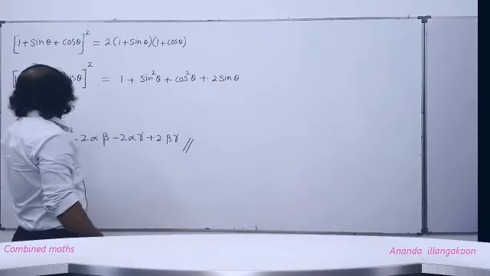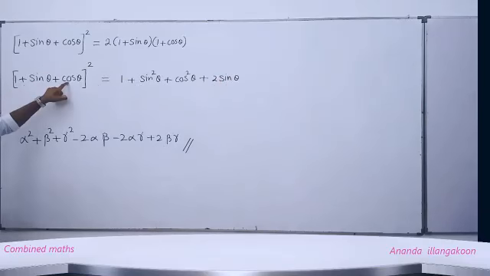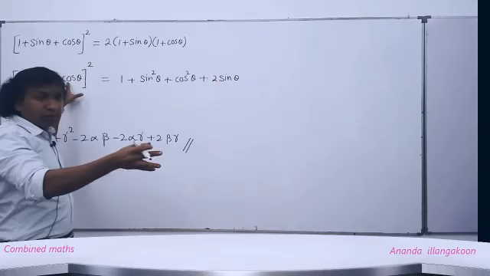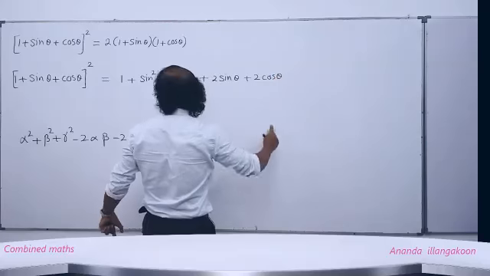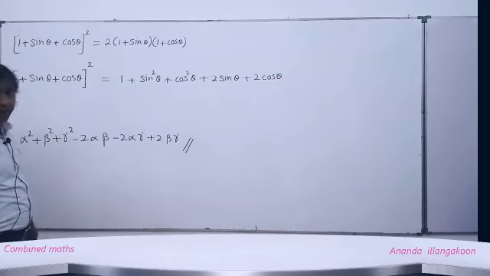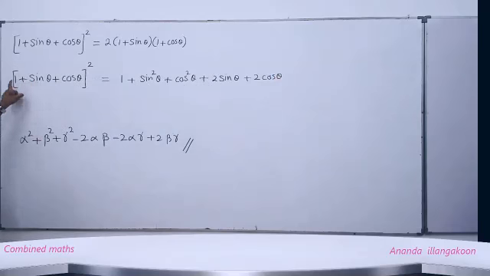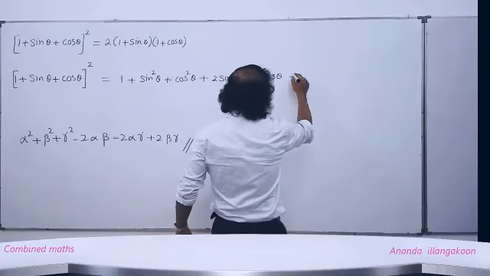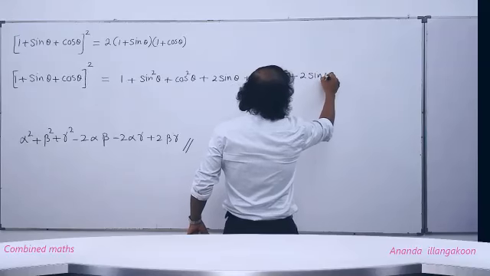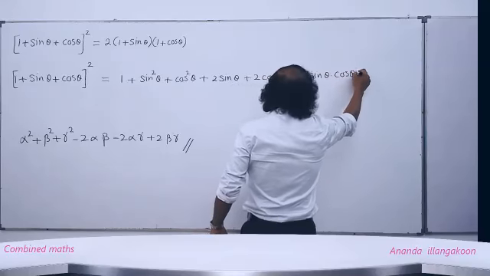Right. Next one, 1 into cos theta, multiply by 2: 2 cos theta. And, people, you multiply this and this, and now this and this into 2: 2 sin theta cos theta. This way.